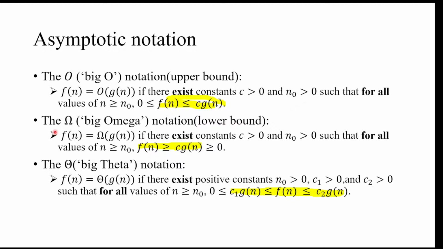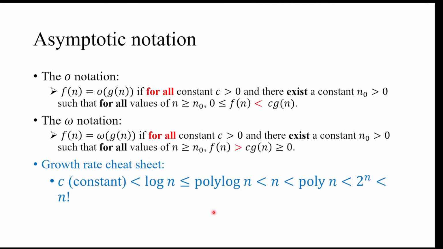Then we also have this omega notation. We write f of n equals omega of g of n. That basically means f of n is greater than or equal to some constant times g of n when n is large enough. And then we have big theta notation, which means f of n is within some constant factor of g of n when n goes to infinity. And then we have those two less used notations, small o and small omega. The f of n equals small o of g of n means that f of n is less than g of n when n goes to infinity.